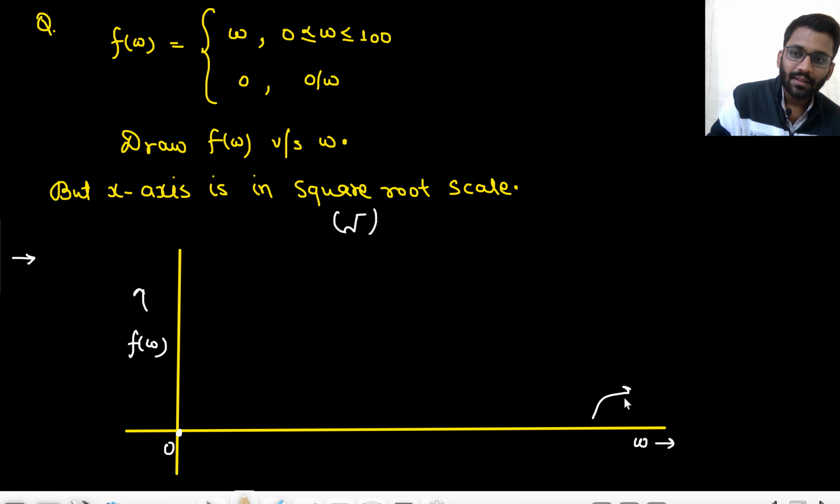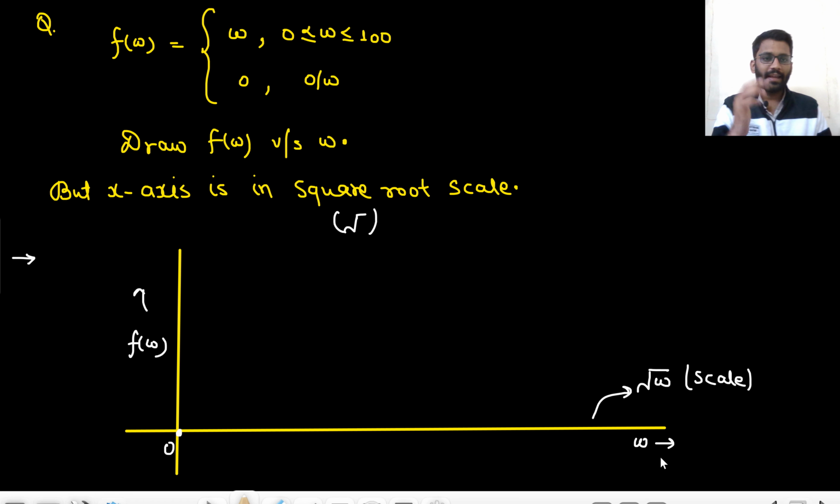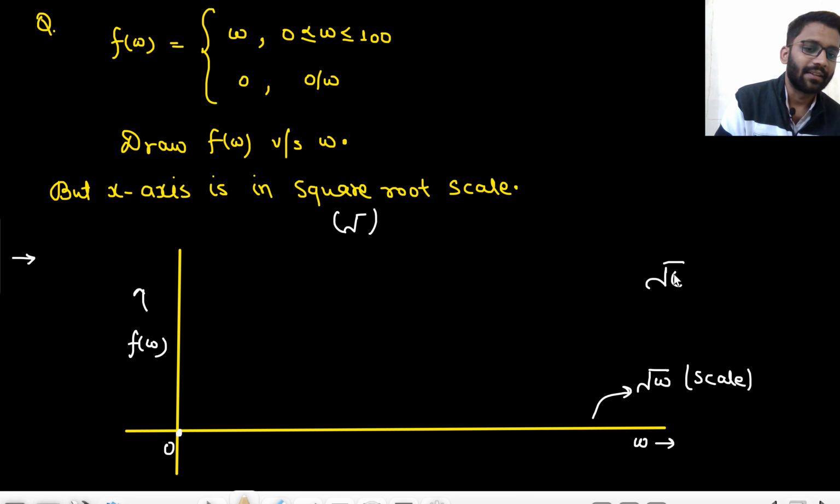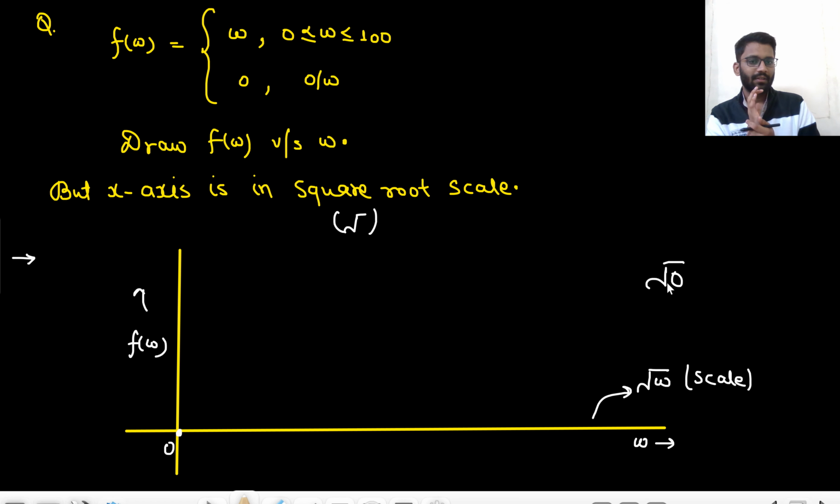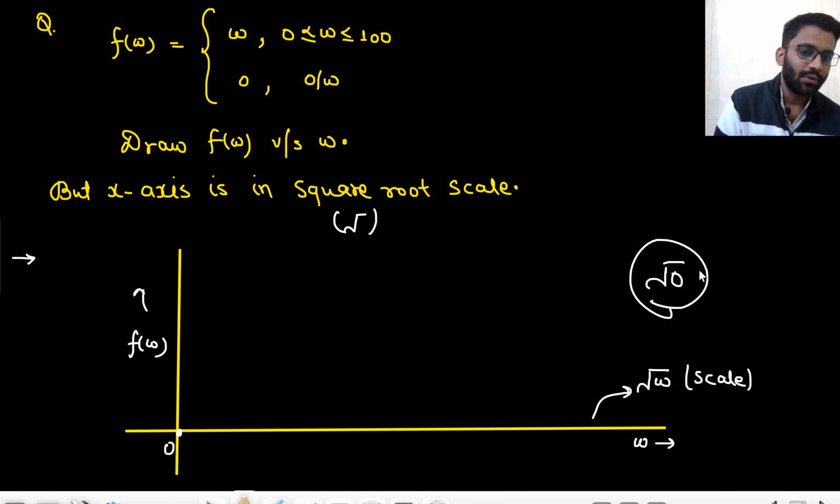What did I say? The x-axis is in square root scale. So the scale is root omega. That means if you are putting omega equals 0, the axis will think root 0 is applied. Are you getting my point? If you put omega equals 0, the axis will think root 0 is applied. If root 0 is applied, that means 0 only. Okay. Now if I put omega equals 1, what will the axis think? The axis will think root 1 is applied.